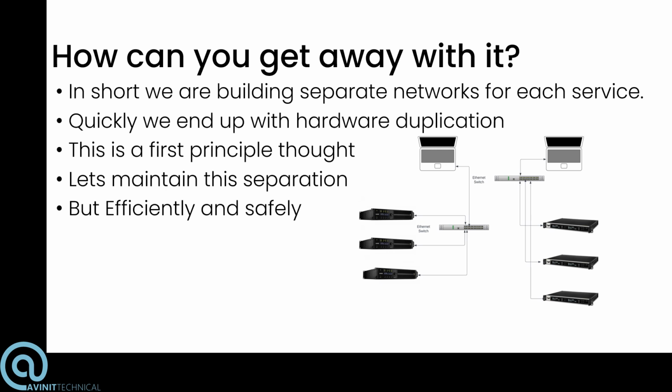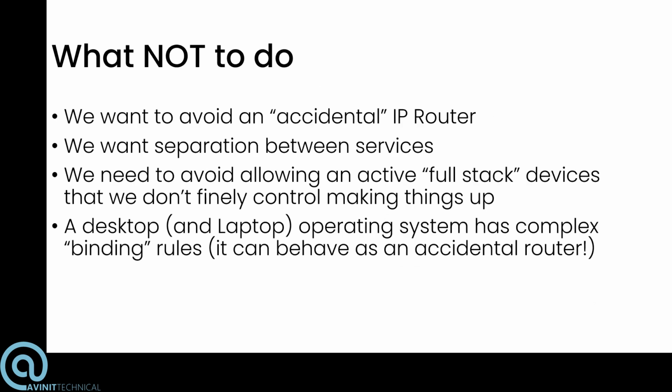So we're going to look at the safe way to combine these things, get the money saving benefits and the less cable jumble benefits, but also maintain this first principle idea so we can deploy things safely and, more importantly, troubleshoot things rapidly when something may go awry. So what we don't want to do, we don't want to have accidental IP routing. We want to maintain separation between services. We need to avoid allowing an active full stack device that we don't fully control making things up.